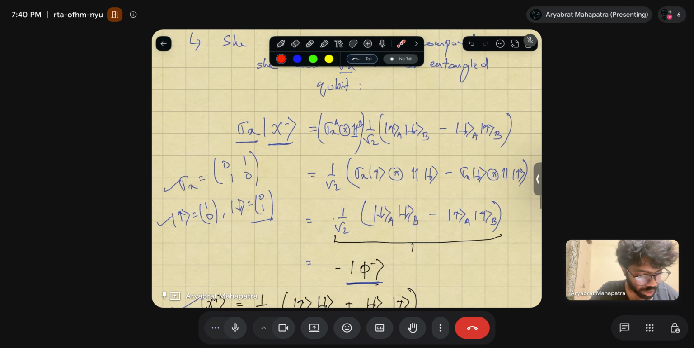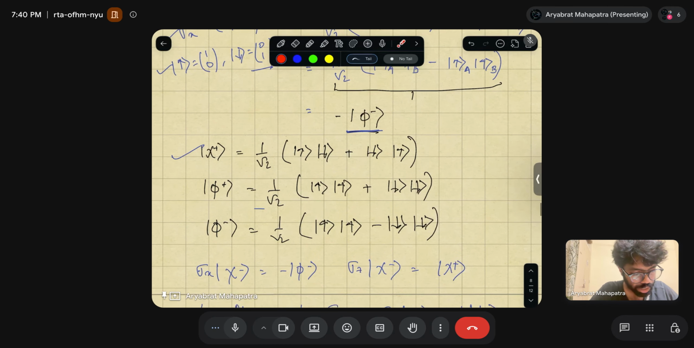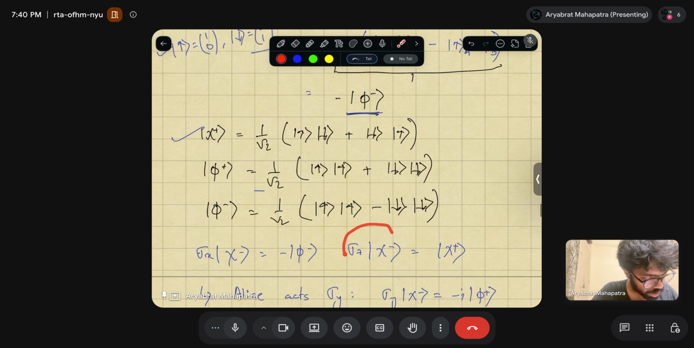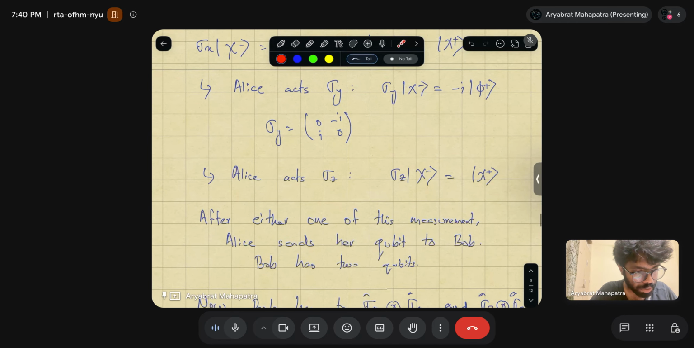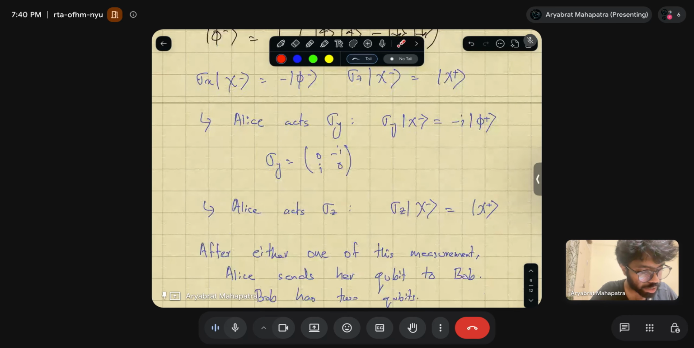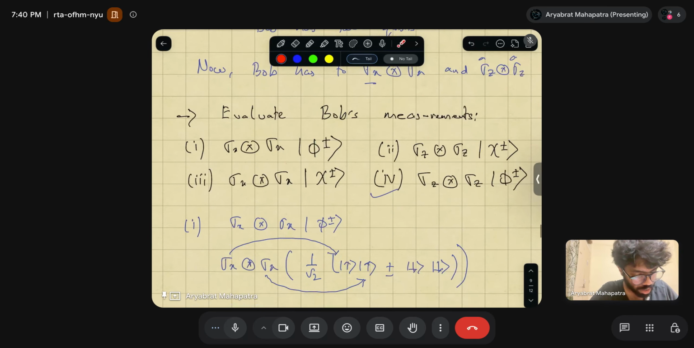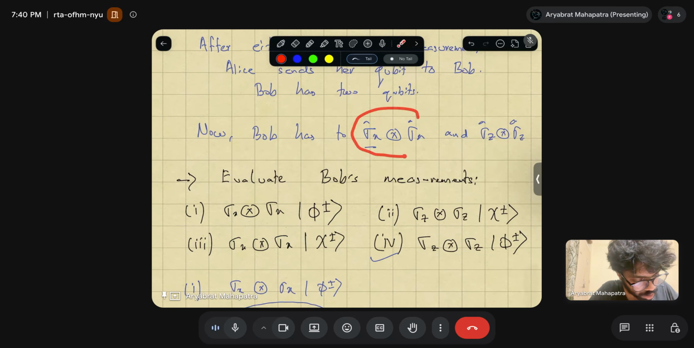So first I have to send you my qubit of the entangled pair, after doing a measurement. Let's say, as I said, I measured sigma z on chi minus. It gives me chi plus, and after I get this chi plus, I send this chi plus to you, and then you make these two measurements: one is sigma x cross sigma x, and the other is sigma z cross sigma z.